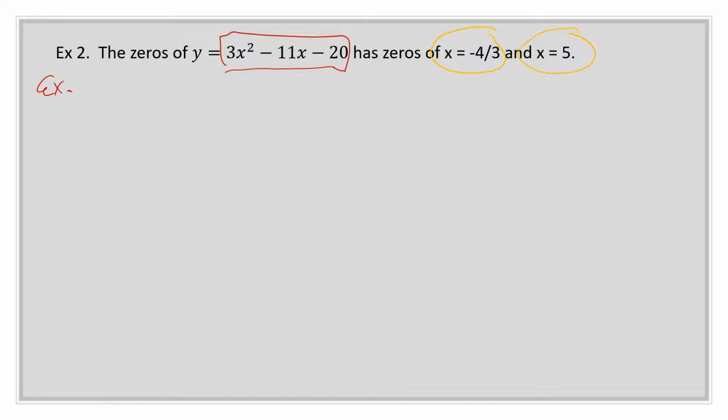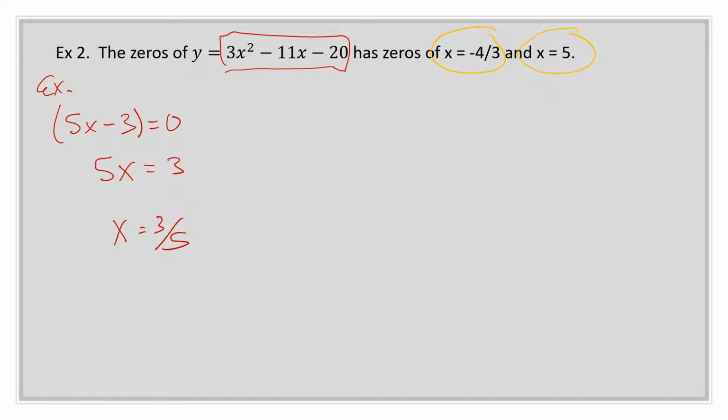Once again, let's say one of the factors was 5x minus 3. So we would set that equal to 0 and then solve for x. So that'd be 5x equals positive 3, because I would add 3 to both sides. Then to get the x all by itself, I would divide by 5. All right? But we don't have that situation.